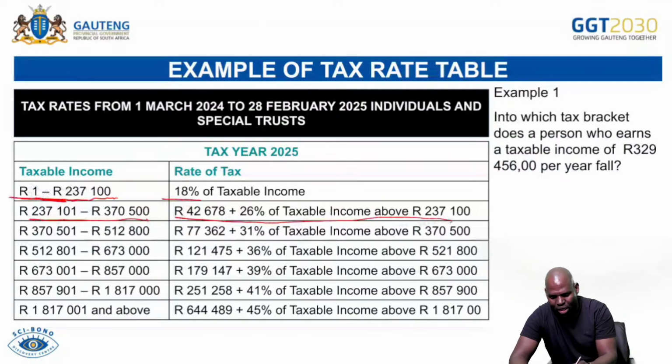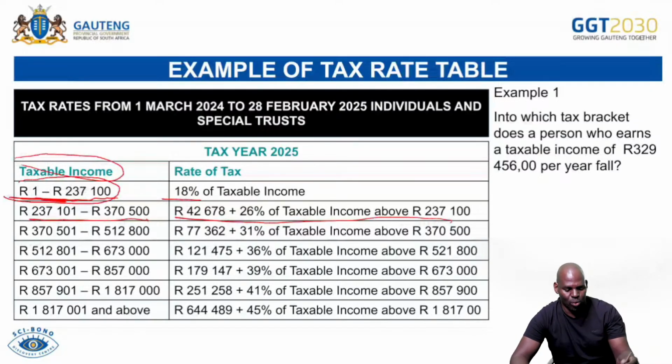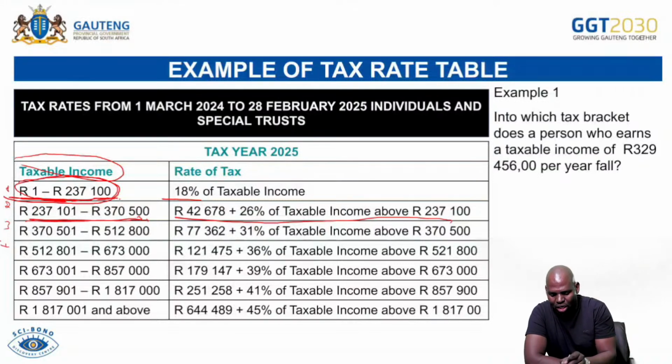Now let us look at this example where they say into which tax bracket. Now tax bracket, they are referring to the taxable income. These are the brackets. They say 1 rand to 237,100. Usually they will indicate that is bracket number 1, 2, 3, 4. Sometimes they will say A, B, C, D, E. But in this case, because they are not labeled, we just take this as our tax bracket. This is the tax bracket for 1 rand to 237,100. This is the tax bracket for 237,101 rand to 370,500. This is the tax bracket for 370,501 rand to 512,800.